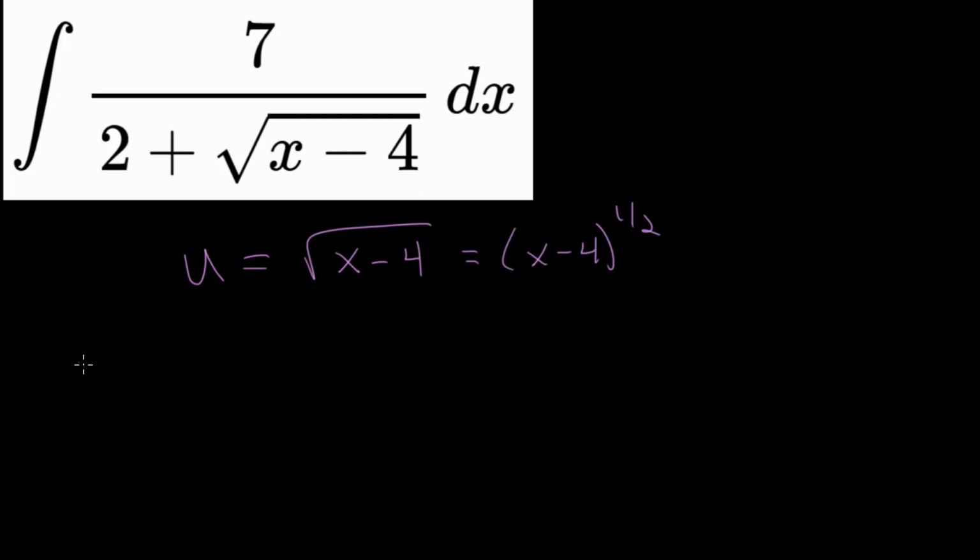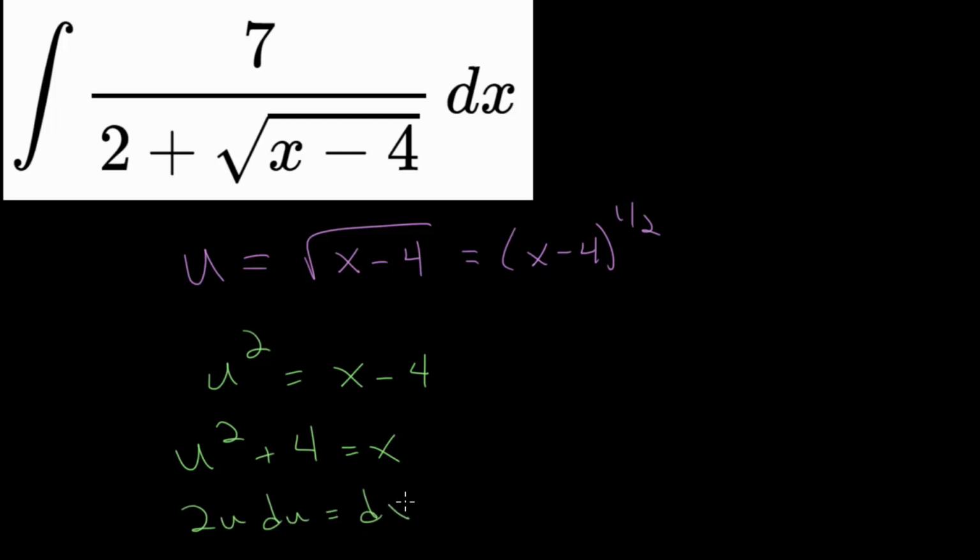We can square each side of this so that we get u squared is x minus 4, then add 4 to the other side so that u squared plus 4 is x. And then from here, rewrite this in terms of dx and du. So we can use the power rule on the left-hand side. We get 2u du, and this is just equal to dx. And from here, now we can make our substitution since we have a simple expression for dx.